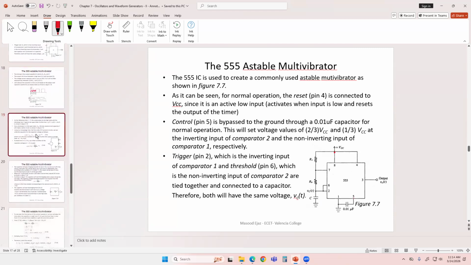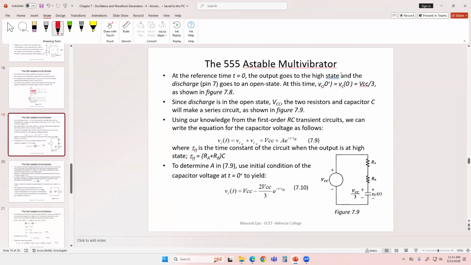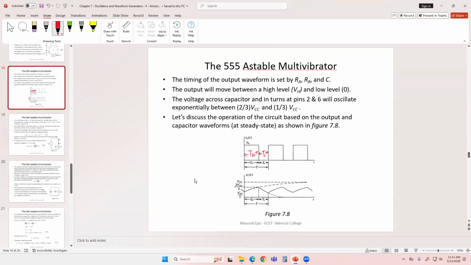So when the output goes to high state, pin number 7 goes to an open state, so open circuit. At this time, VC0 positive, which is equal to VC0 negative, is going to be VCC by 3. So right here, at the start of our reference time, output goes from 0 to high voltage, and the capacitor voltage, since it cannot change instantaneously, the value VC0 positive and VC0 negative is going to be at VCC by 3.